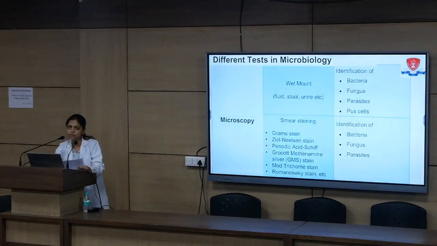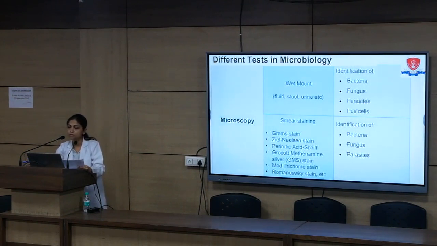Then the most common test which we perform in microbiology is microscopy, and it covers 2 types of mount preparation. One is the wet mount. Wet mount means we make a smear directly from the sample, and we do the basic identification of the organism, that is, whether the causative agent is bacteria or fungus or any parasitic agent. And this wet mount is helpful in putting on the culture which we perform later on.